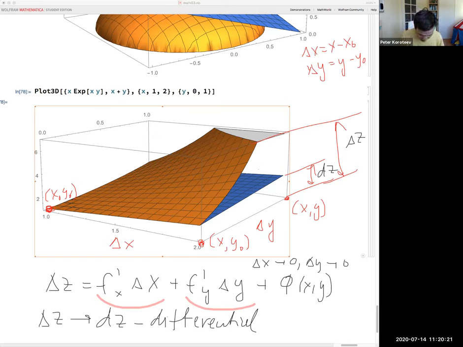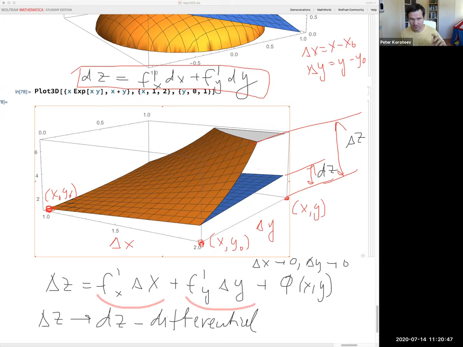So the definition of the differential is the following. I'm going to rewrite it again in the notes. So dz is equal to f prime of x dx plus f prime of y dy. It's a small infinitesimal quantity, which is the linear combination of differentials in the x direction and y direction, with coefficients being the partial derivatives. Okay. Questions?